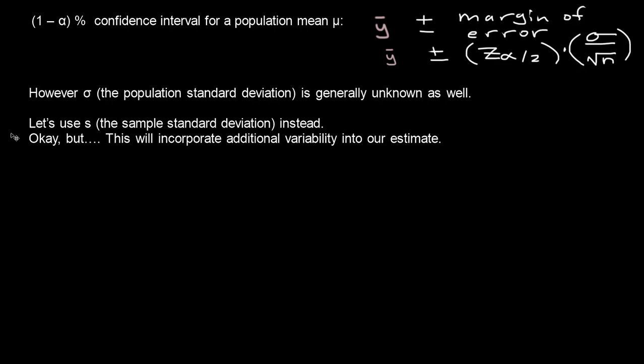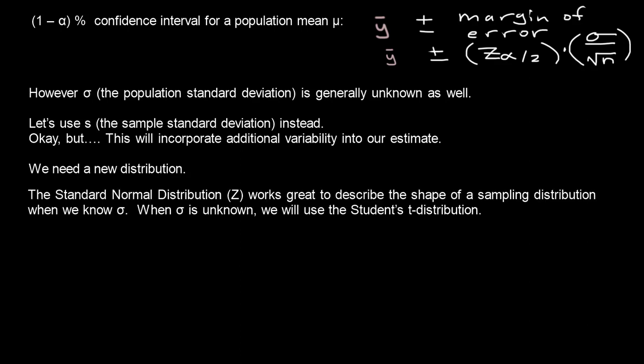because the sample standard deviation is going to incorporate additional variability as opposed to if we had just used sigma. So to account for this additional variability, we're going to need to use some new distribution that's called the t-distribution.